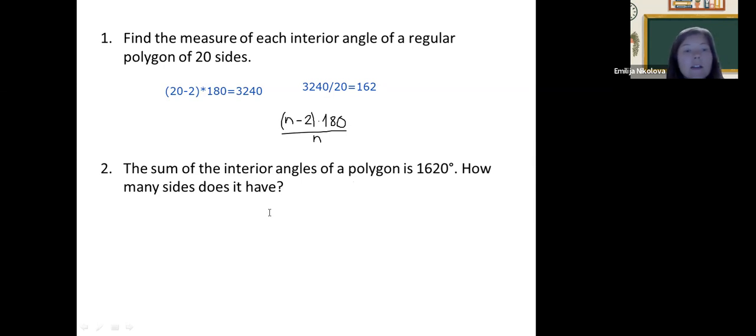On the second exercise, it says that the sum of the interior angles of the polygon is 1,620. How many sides does it have? So now it's given the opposite. So we need to find how many sides the polygon has. It's a regular one as well. It doesn't matter if it's regular, this is the sum of all the angles. So we can use the formula.